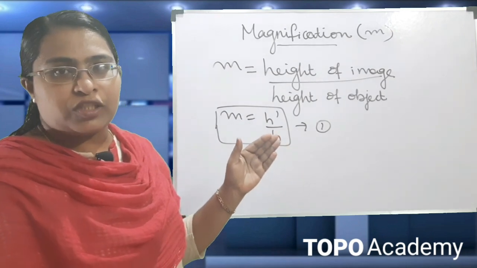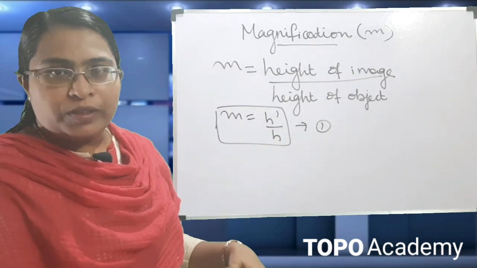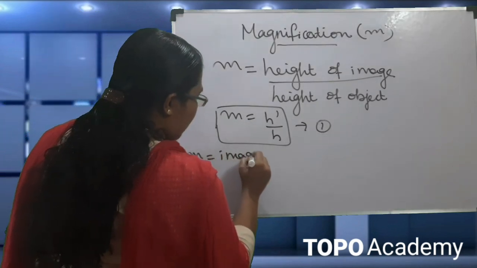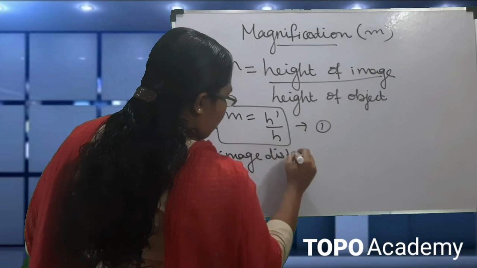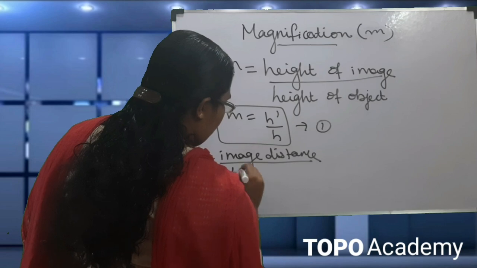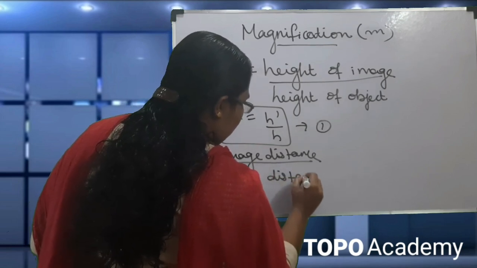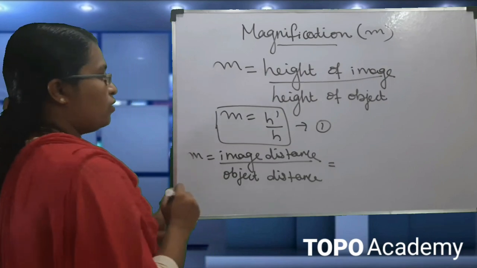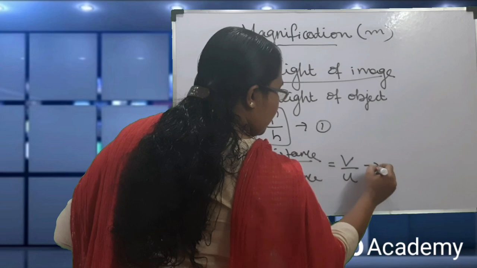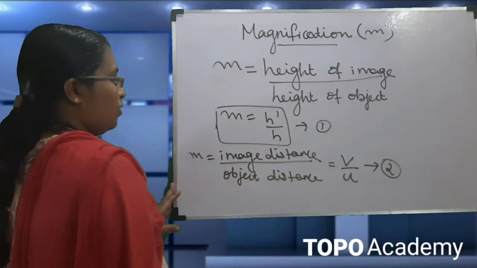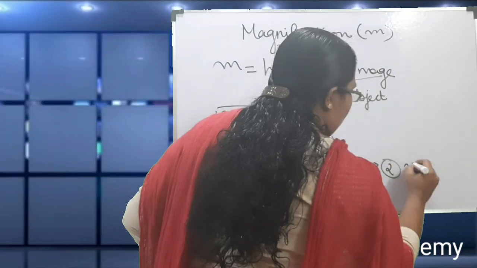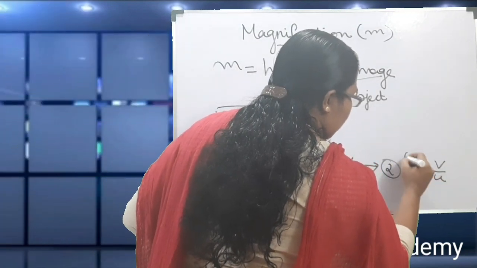Another equation for magnification is image distance divided by object distance. The image distance is denoted by v and the object distance by small letter u. So we can put it as equation 2: m is equal to v by u. That is equation 2.